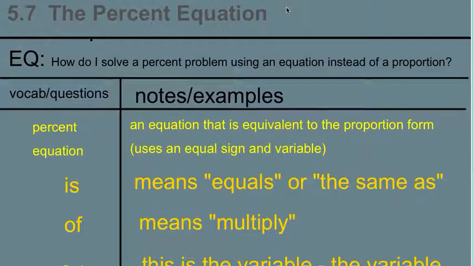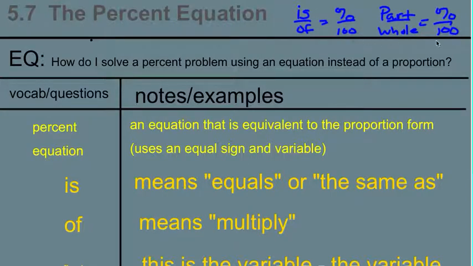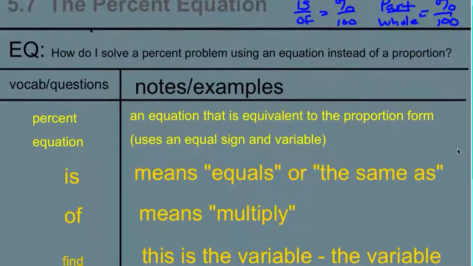I know that recently we went over the percent proportion, and a lot of you remembered that is over of equals percent over 100, or part over whole equals percent over 100. This is the proportion. Proportion is two ratios or two fractions that equal each other. That will still work. If you like this way, use it. This, however, happens to be my own personal favorite. You don't have to like what I like, but this happens to be my own personal favorite.